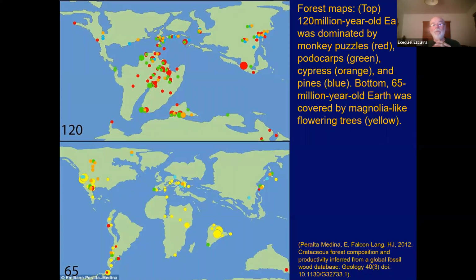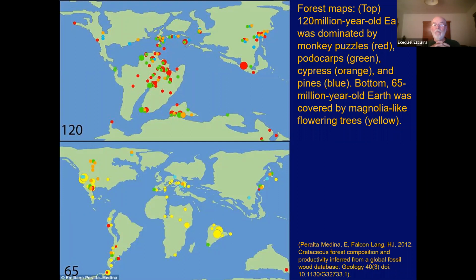So he went to Berlin, to Madrid, to Rome, to Paris, to different museums in England, in Edinburgh, in London, and he asked for the boxes with plant material from a period known as the Cretaceous, in particular dated around 120 million years ago, and checked what was the dominant vegetation that fossilized at that time. He found that the earth 120 million years ago was dominated by araucarias, known as monkey puzzles, podocarp trees, which are also conifers, cypresses, and pines.